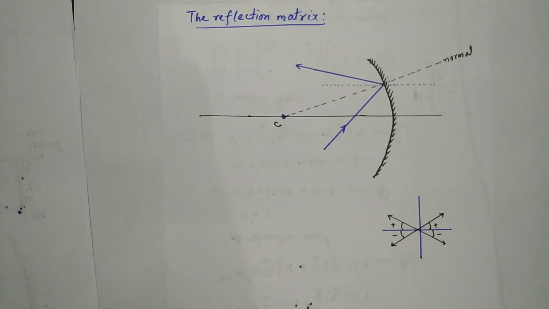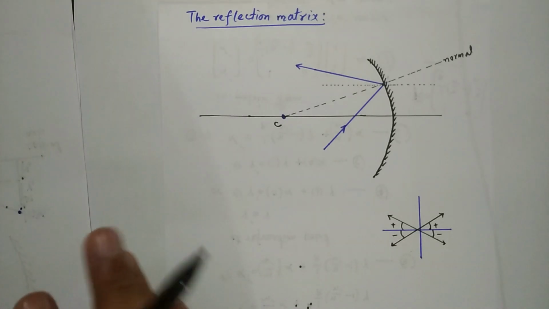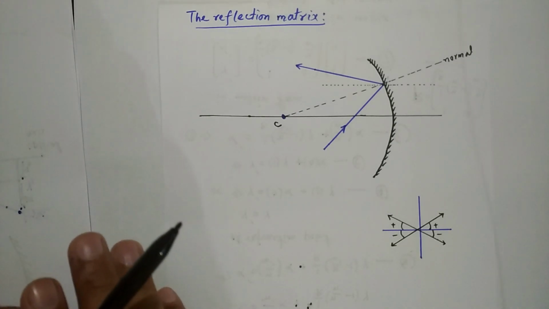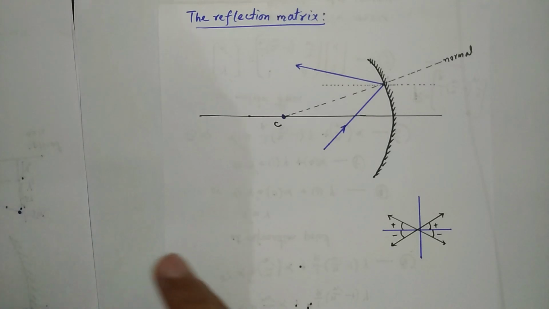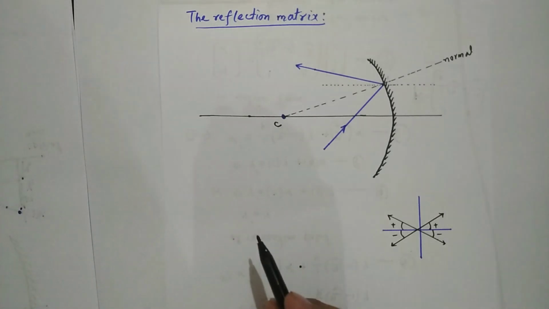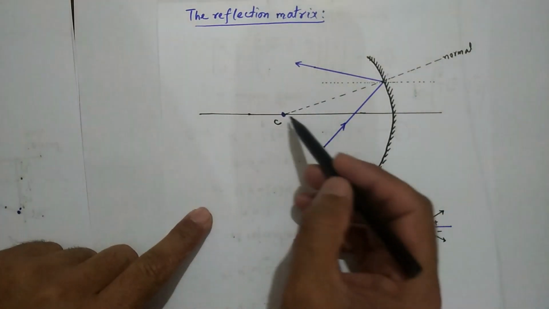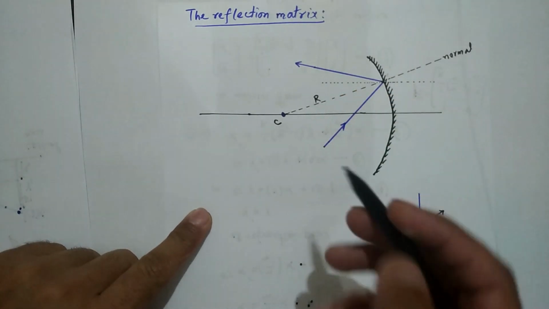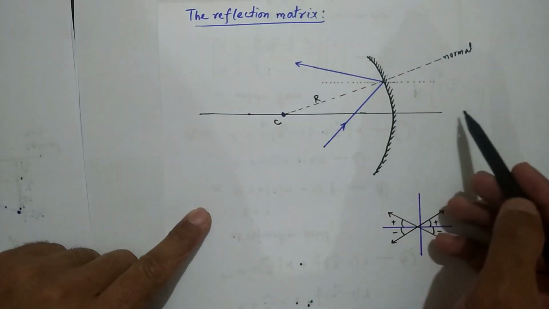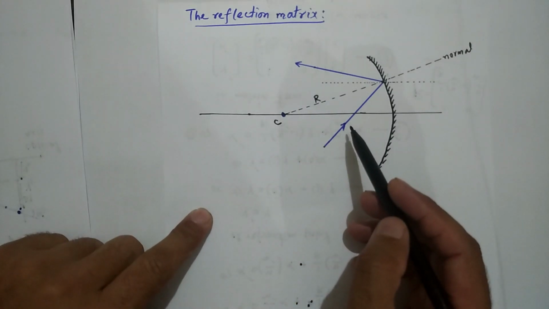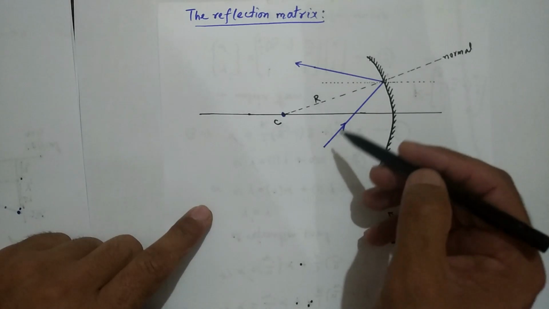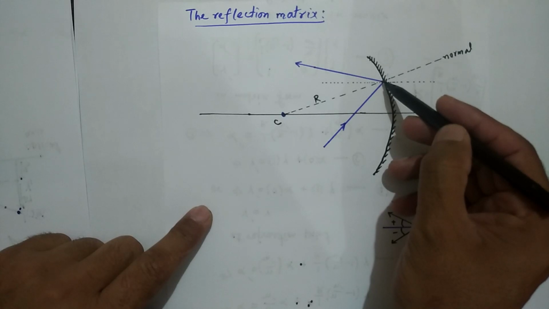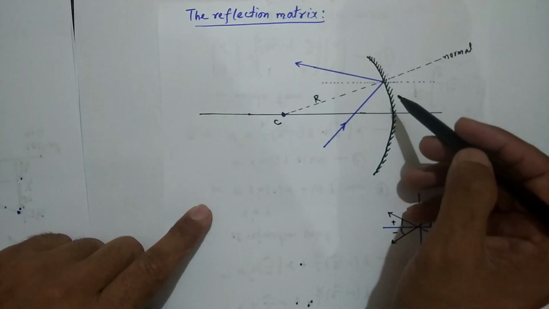Now we are going to derive the matrix for reflection. So consider the reflection at a spherical surface. As in the figure you see that we have considered a concave mirror of radius r. Let's suppose the radius of the mirror is r, and let's suppose this is the optical axis, and a ray of light is allowed to fall at this point, and after reflection it is now going in this direction.